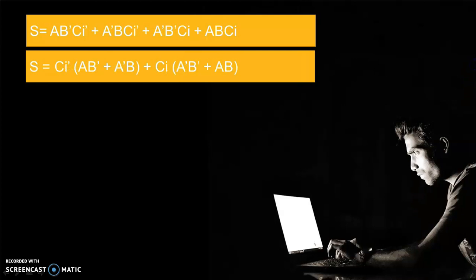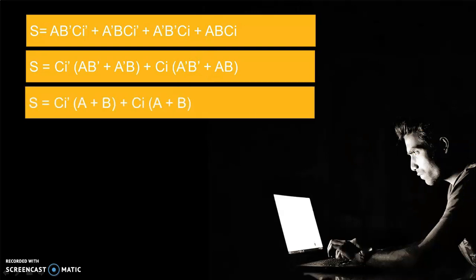Suppose let us take a Ci bar common from the first two terms. So we have A B bar plus A bar B. Same way from the third and fourth term we can take a Ci common, and then we have A bar B bar plus A B. Now if we identify, we have exclusive OR gate, that is A B bar plus A bar B, and here we have exclusive NOR gate, that is A bar B bar plus A B.